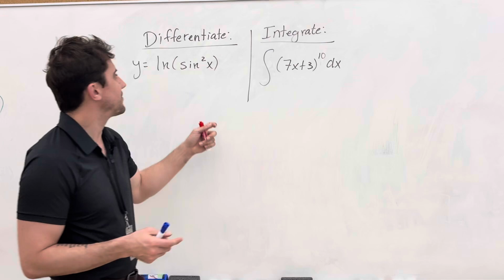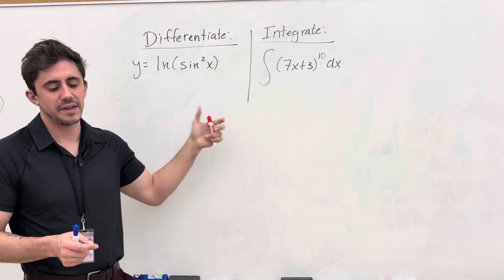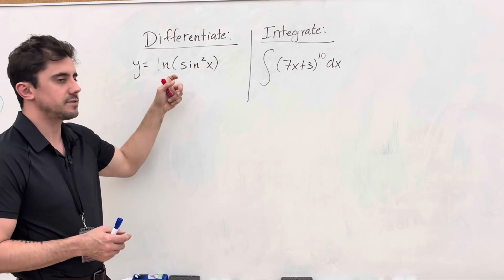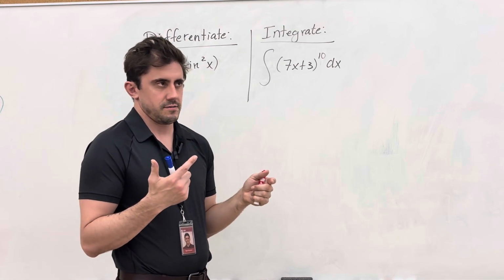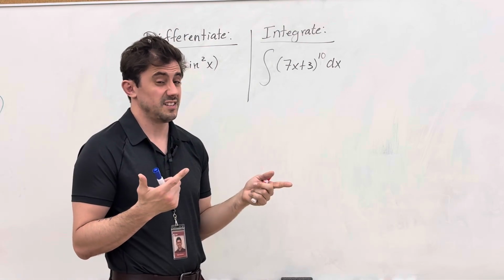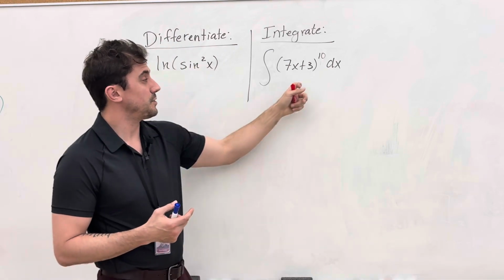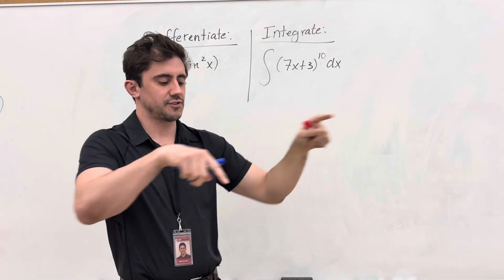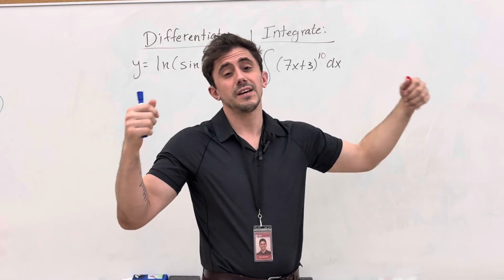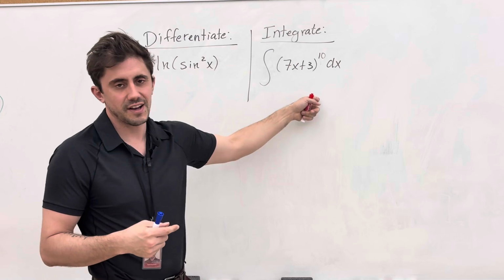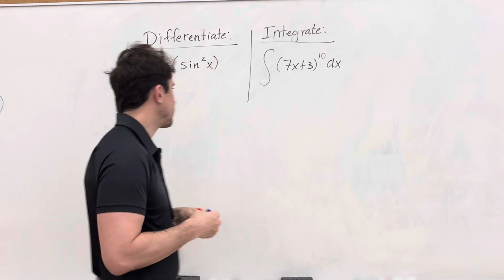So today, for the differentiation part of things, we have y is equal to the ln of sine squared x. So we're going to use chain rule. That's it. And then we have this integral to integrate. We could use the binomial theorem and use Pascal's triangle to get your coefficients and expand it all out, but that would be a really arduous ordeal. And so we're going to use the u substitution to make that a lot faster. We'll do that in just a moment. Let's start with the differentiation.